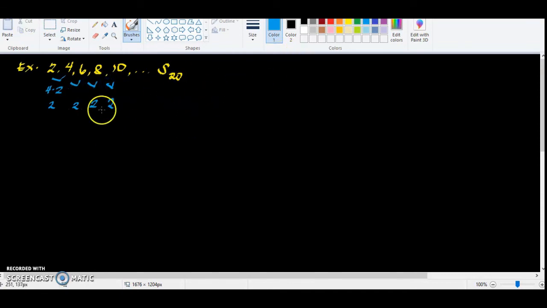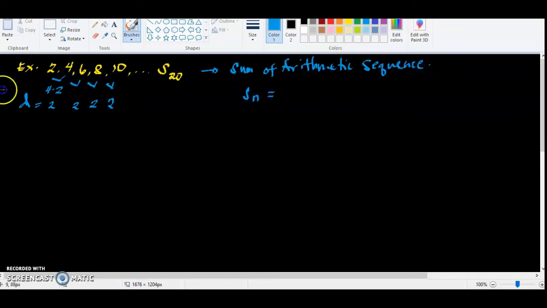Okay, since meron na tayong common difference, ibig sabihin, yung sequence natin dito ay arithmetic. Therefore, if we want to look for the sum of the arithmetic sequence or pattern, we are going to use the formula for the sum of an arithmetic sequence.